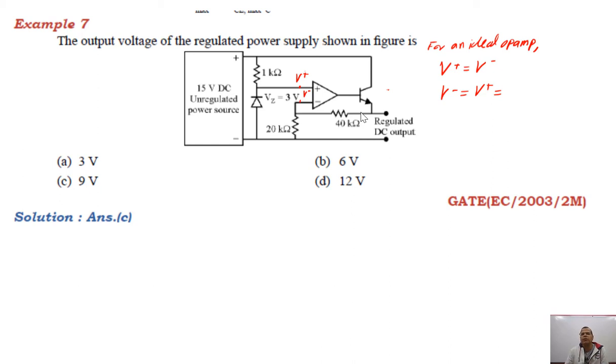So V plus is Vz, and that is equal to 3 volt. So the voltage at the inverting terminal is also 3 volt. But in terms of output voltage, you can write V minus as 20 kilo ohm divided by 20 plus 40 kilo ohms multiplied by Vout. Output voltage across this resistance is V minus, and total voltage is Vout.